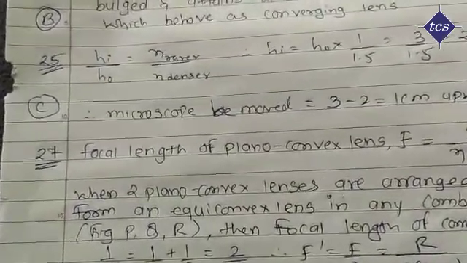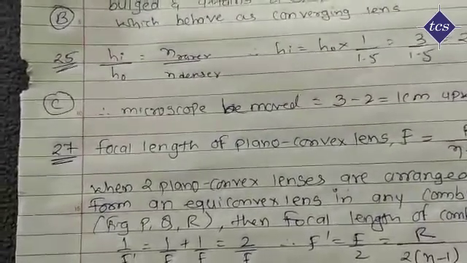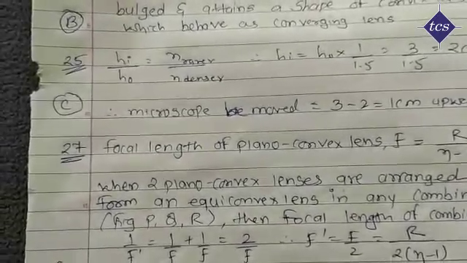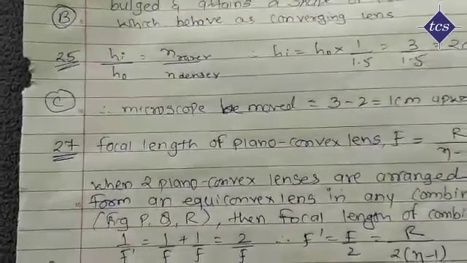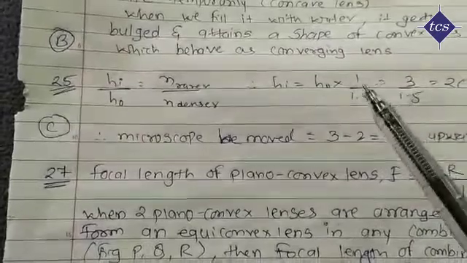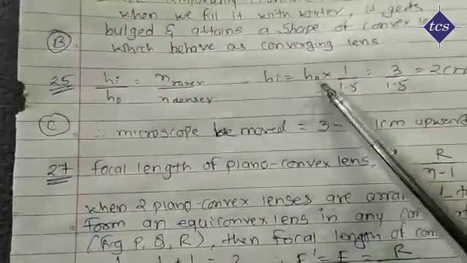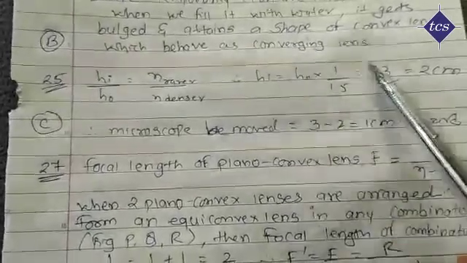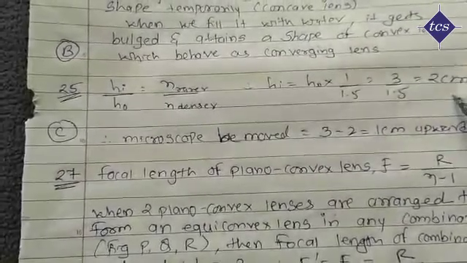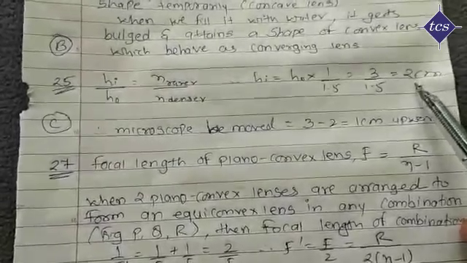A microscope is focused on an ink mark on the top of a table. If we place a glass slab 3 cm thick on it, how should the microscope move to focus the ink spot again? The refractive index of the glass is 1.5. So we'll find the apparent height of that ink dot: hi by ho equals eta rarer by eta denser. So hi equals ho into 1 (eta rarer is 1 and eta denser is 1.5), so 3 upon 1.5 equals 2 centimeter. So now the position of that ink dot will shift to 2 centimeter.